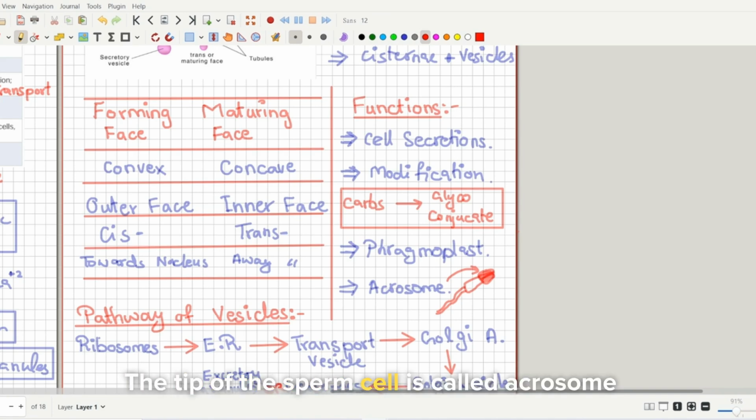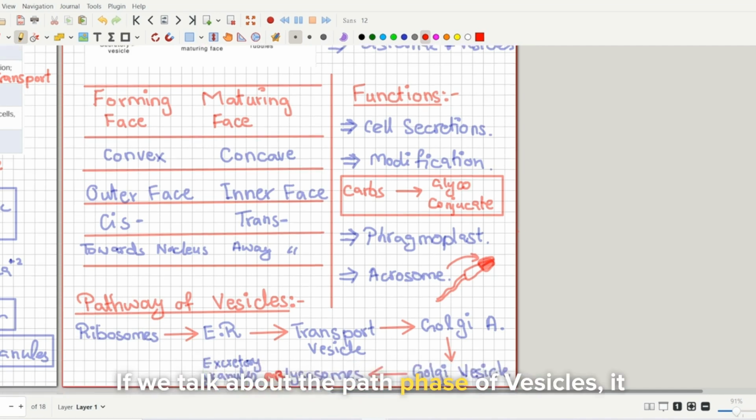The tip of the sperm cell is called the acrosome, and the acrosome is formed during spermatogenesis, and it is created by what? Yes, the Golgi apparatus. The Golgi apparatus helps in the formation of the acrosome. So these were the major functions of the Golgi apparatus.